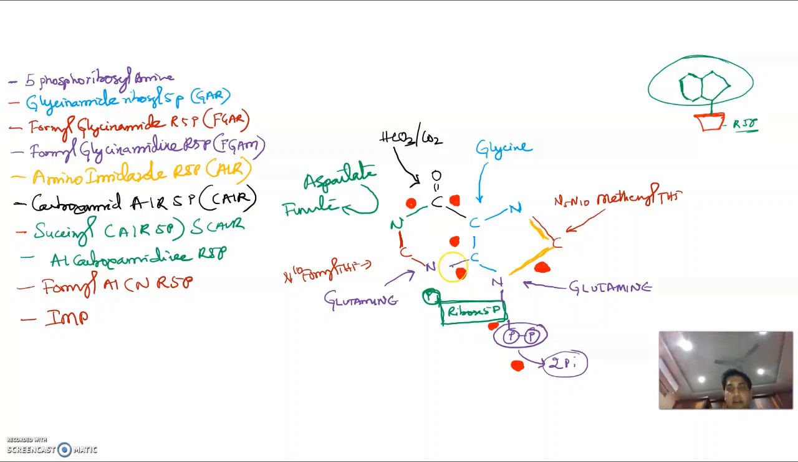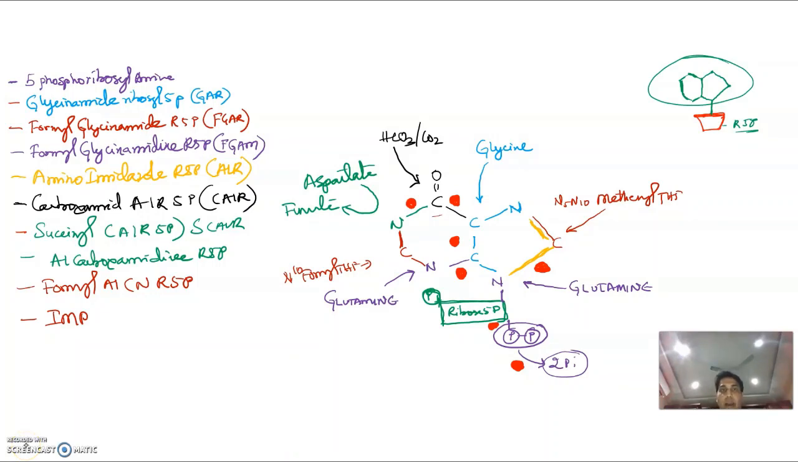Then after that, carbon dioxide gave this carboxyl group, then aspartate gave this nitrogen group, and finally N10 formyl tetrahydrofolate gave this carbon to form the complete IMP purine. So this is how an IMP is formed.